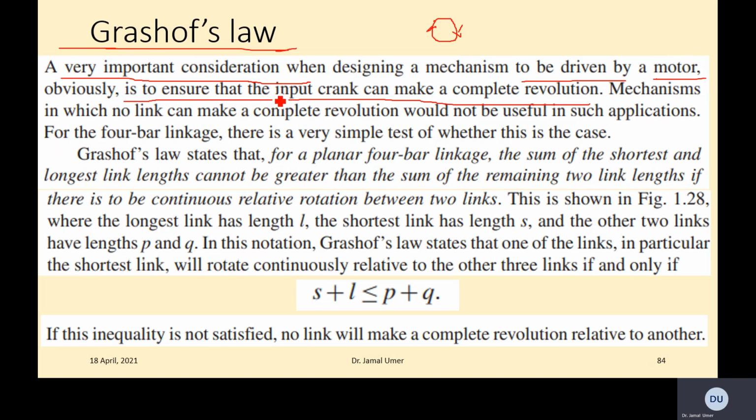So the input crank, the link which connects to the motor and rotates, is what we have been calling a crank. It has to make a complete revolution. A mechanism in which no link can make a complete revolution would not be useful in such an application. For example, if the crank is unable to do a complete revolution, we cannot connect it to the motor, so the mechanism itself is not really useful.